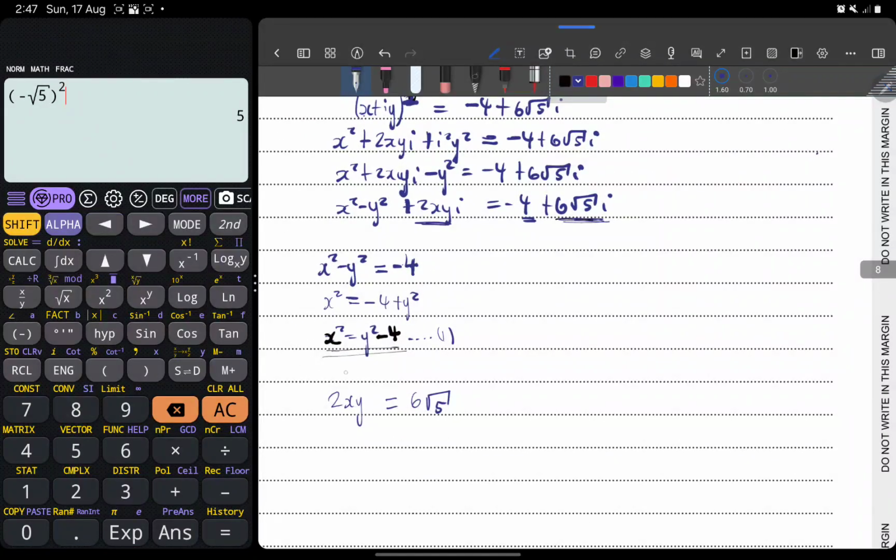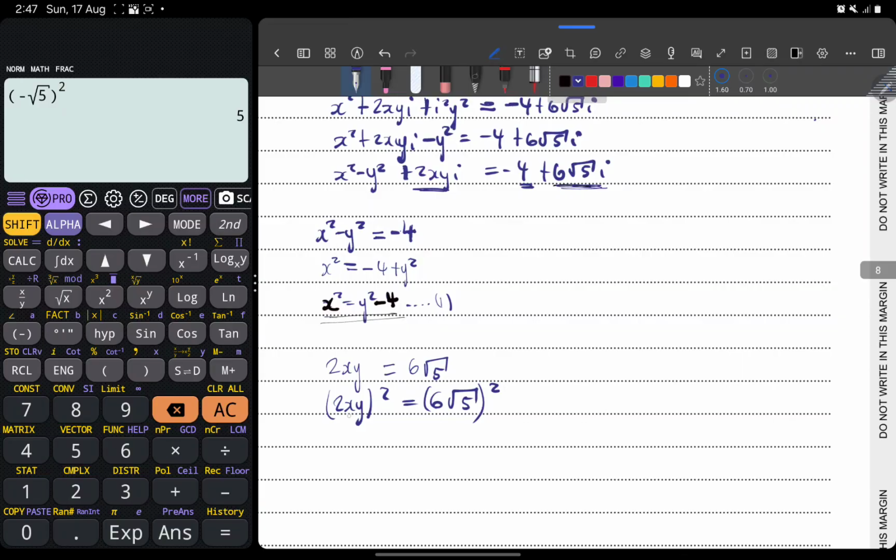But we have the x as an x squared, right? So I'm going to make the one I have right now be an x squared by squaring. So I'm going to say (2xy) all squared is equal to (6 root 5) all squared. You square everything. When things are multiplying, you distribute the power. So on 2, it becomes 4. On x, it becomes x squared. On y, it becomes y squared. This is equal to, on 6, it becomes 36. On root 5 all squared, the root goes, it just remains as a 5.